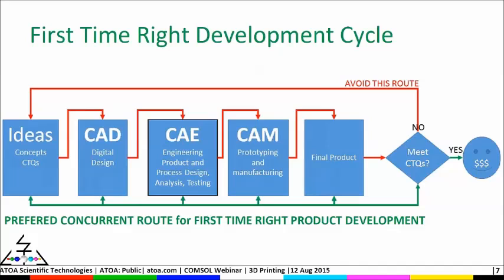You can see from the concept to CAD, or CAD to CAE, or CAE to CAM, there is a constant feedback loop so that at the end, at the product launch, it is successful. It meets all the CTQs. The concurrent route is the preferred route for first-time right product development.